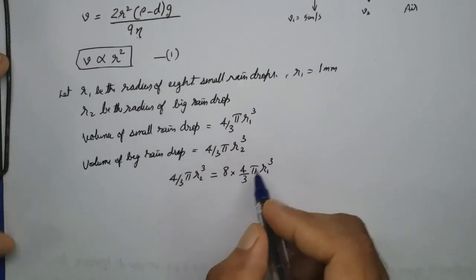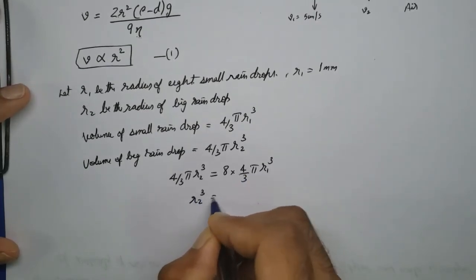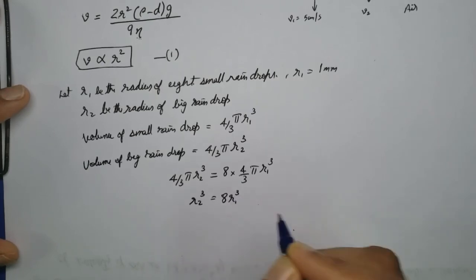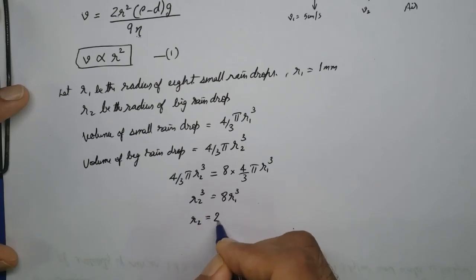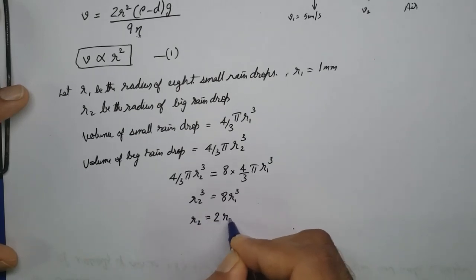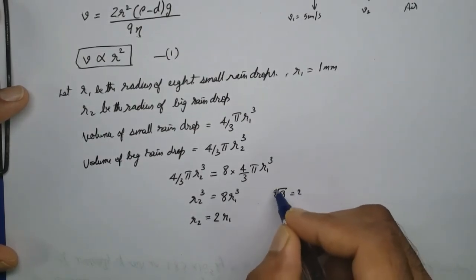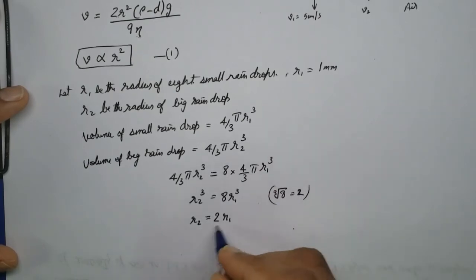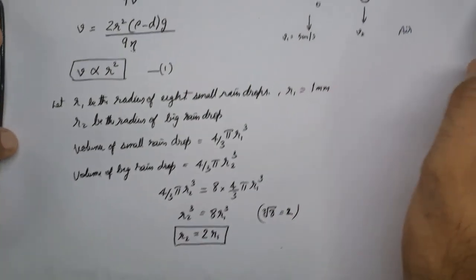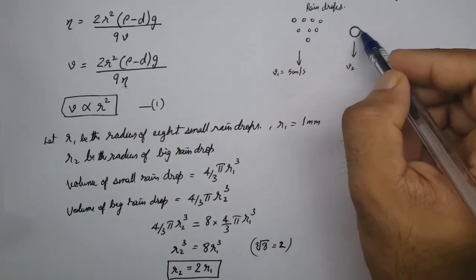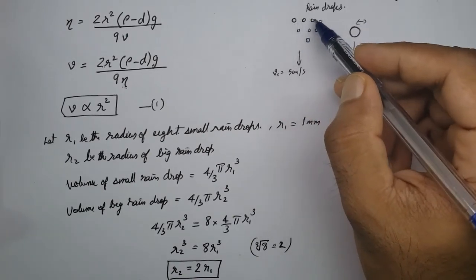So what we get is, we can cancel off all the common terms. So r2 cube is equal to 8 into r1 cube. If you take cube root on both sides, then we have the relation r2 is equal to 2 times r1, because cube root of 8 is equal to 2. ഇതാണ് നമ്മൾ ഉപയോഗിച്ചിട്ടുള്ളത്. The radius of the bigger drop is twice that of the radius of each small raindrop.